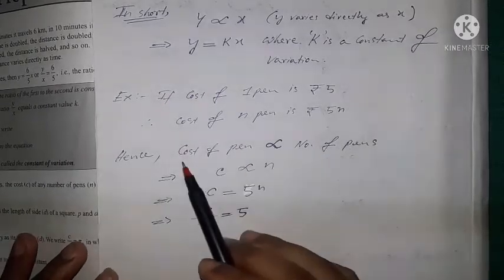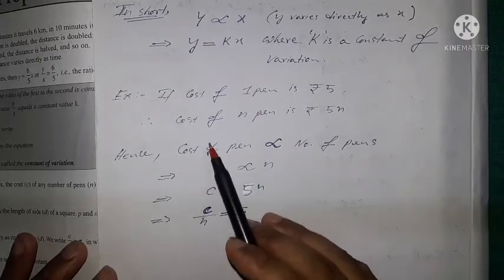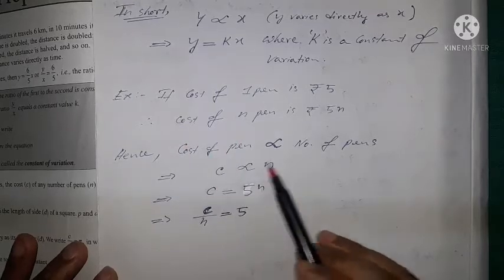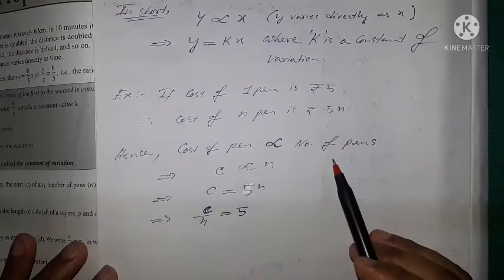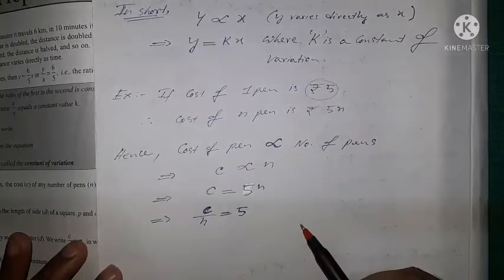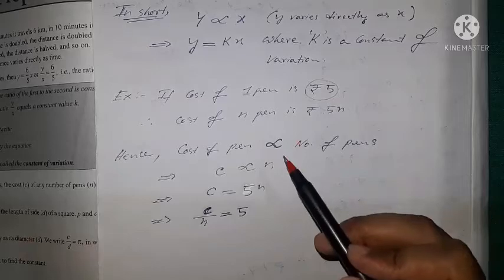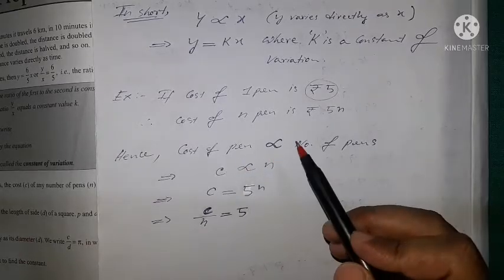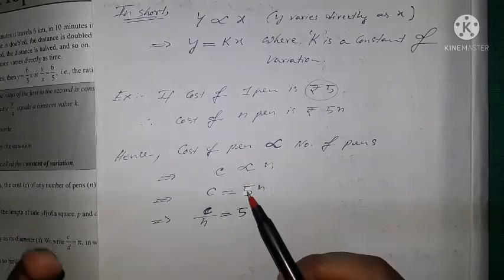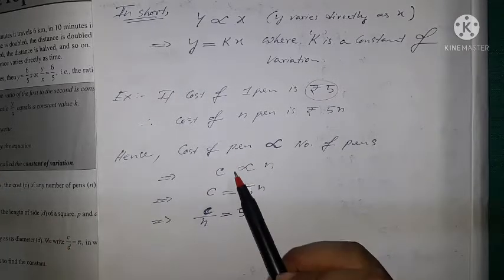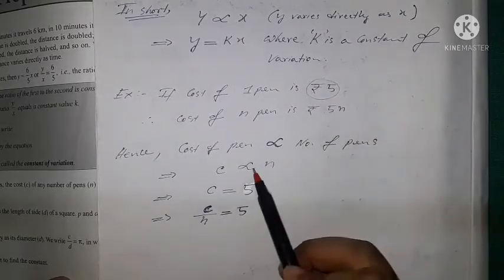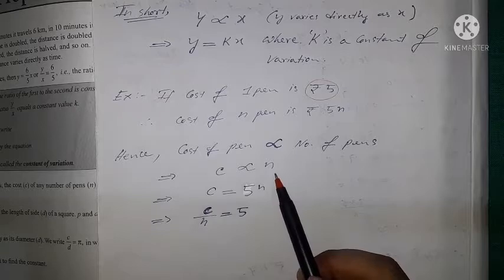That means the cost of pens will increase if the number of pens increases, and the cost will decrease if the number of pens decreases, because the cost of each pen remains fixed, that is 5. So if we increase the number of pens, obviously the cost will also increase, and if we decrease the number of pens, the cost will also decrease. So here the cost of pens varies directly as the number of pens.